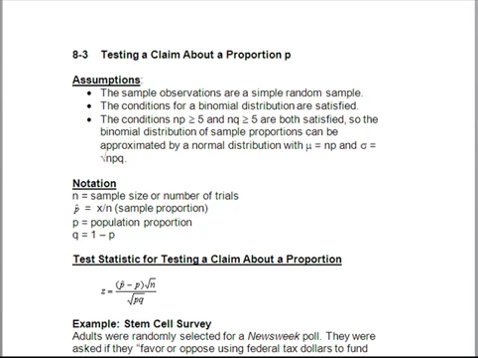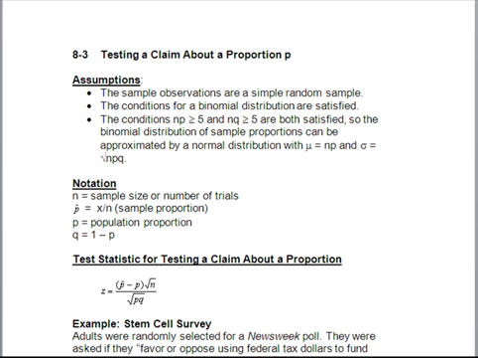Today we're taking a look at section 8-3 on testing a claim about a proportion P. So we have several assumptions we need to go over. First of all, the sample observations are a simple random sample. So we're talking about each sample of size n has an equal chance of being selected.